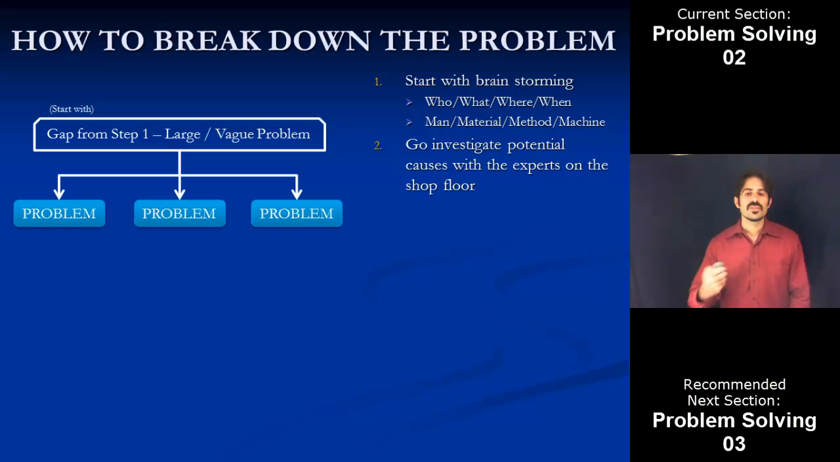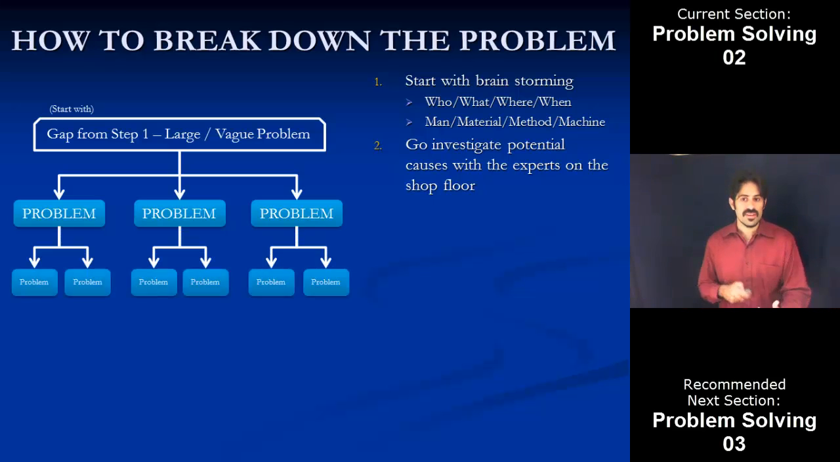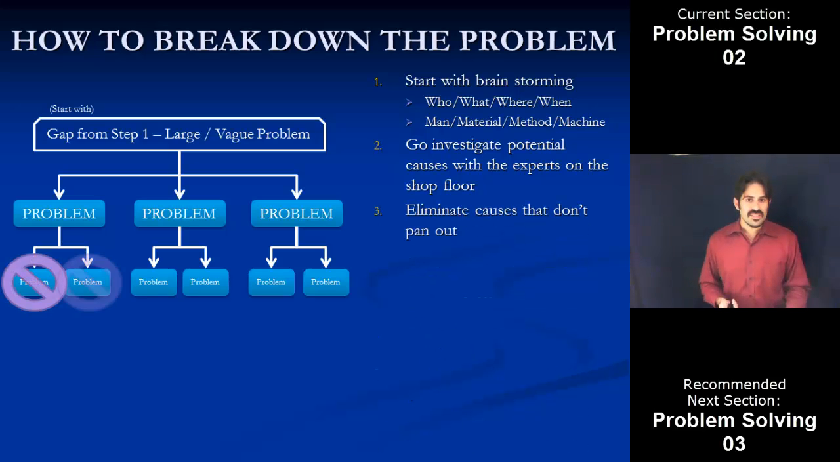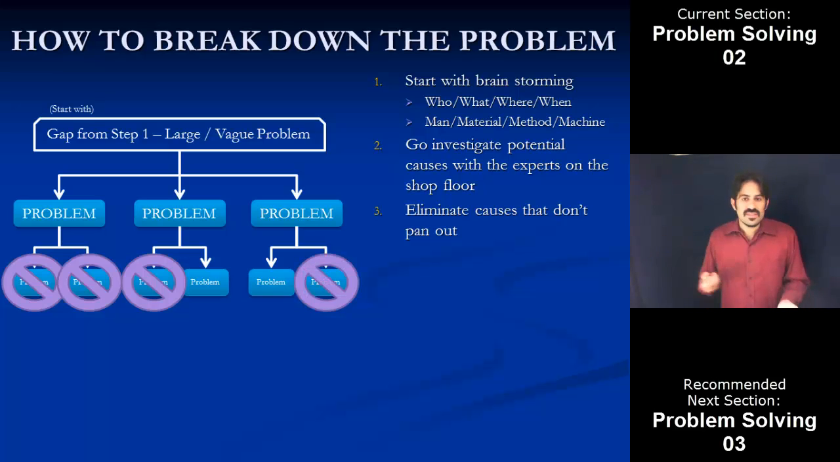Then what we want to do is actually investigate that list. We don't want to just rely on our assumptions and guesswork. We want to go and see. We want to go see what's actually happening and talk to the people that are involved. And then based on that, we want to eliminate the causes that don't pan out, right? Because some of them won't be real or won't be that substantial. So we want to use our judgment, and we want to work to identify what we think is really the meat of this problem, not all the other stuff.